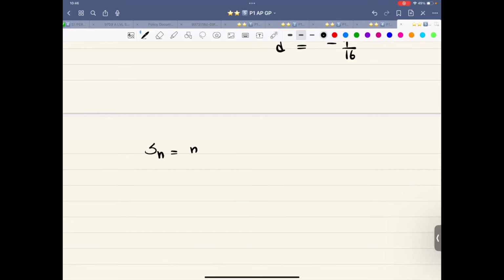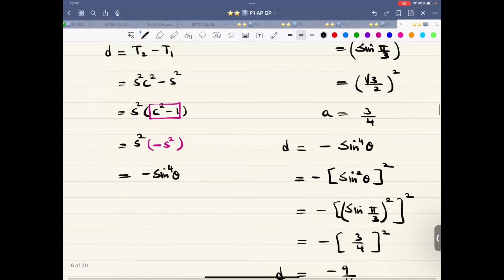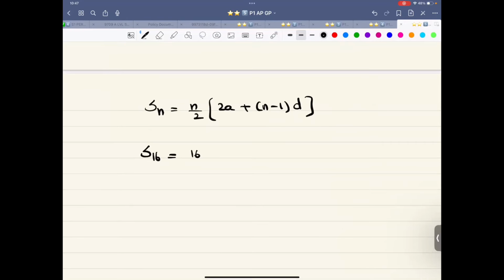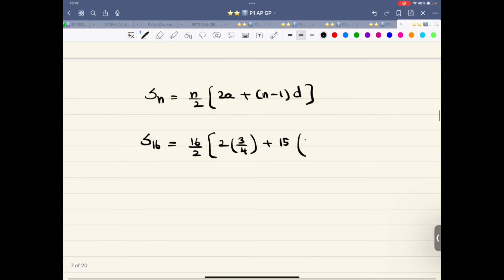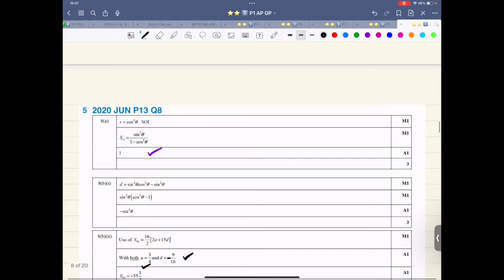Once you have done these two things, now it's just the formula. Sum of n terms, that is n divided by 2, 2a plus n minus 1 into d. S16, just double check. S16, yes. First term is 3/4. So this is 16 divided by 2, 2 times 3/4, n minus 1, that is 15, d is minus 9 over 16. Use a calculator and then evaluate this answer. No need of adventurism over here. Do not try it yourself. Let the calculator do the job. Okay.